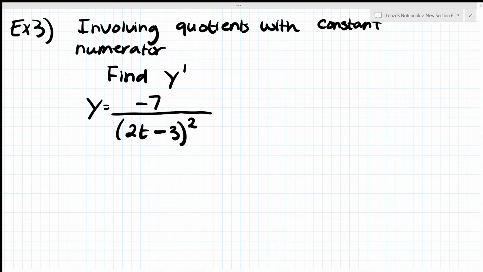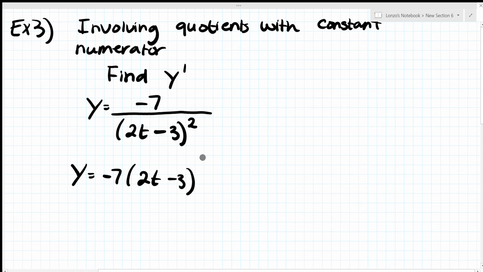So I'm going to rewrite this using negative exponents. How would I write this in negative exponents? I could rewrite this as -7 times (2t minus 3) raised to the negative second power, right? I'm going to put everything in negative exponents, because then I can use the power rule.